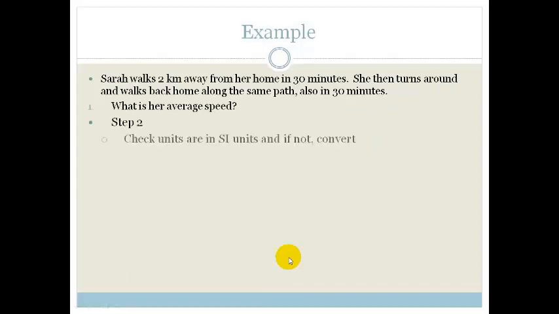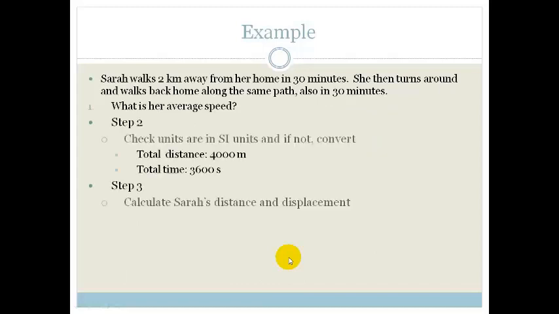Now let's look at what else we can see. Let's look at the distance and the displacement. So now Sarah traveled 2 kilometers and 2 kilometers along the same path, which is a total distance of 4 kilometers, which we've now converted into 4,000 meters. So her total distance is 4,000 meters.